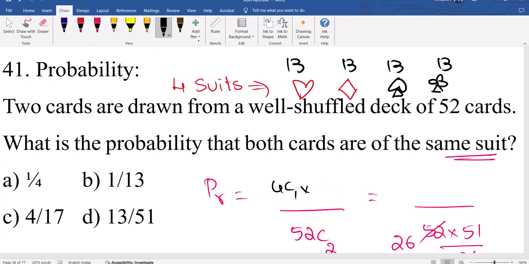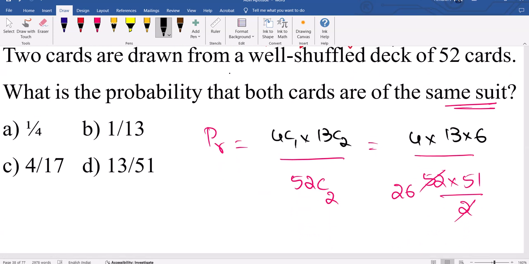I have to take 2 from the same suit. First I have to select, is it from diamond or heart or club or spades? So 4C1. Now I selected one among them, now I have to take 2 from that. So 4C1 is 4, 13C2 is nothing but 13 into 12 divided by 2, 13 into 6. So 4 into 13, 52.